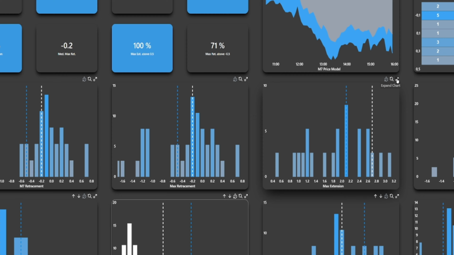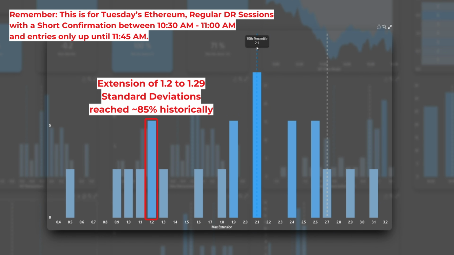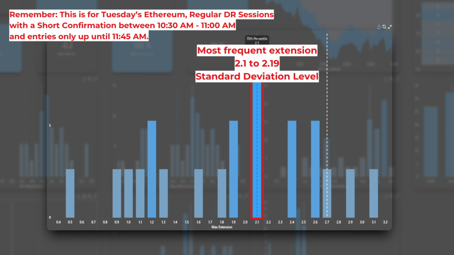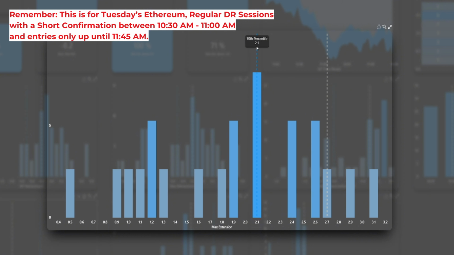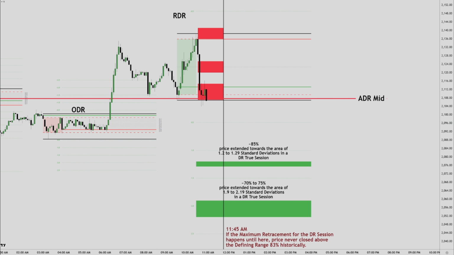First, let's look for targets. Remember the one standard deviation level from the range expansion model? That's only the beginning. Price reached 1.2 to 1.29 standard deviations in 85% of true sessions. And the most frequent extension level, 2.1 to 2.19 standard deviations. That's not random. The algorithm seeks this level more consistently than any other in the specific setup. 1.9 to 2.19 standard deviations were historically reached 70 to 75% of the time when the maximum retracement occurred before 11:45 a.m. These numbers change how you think about targets.